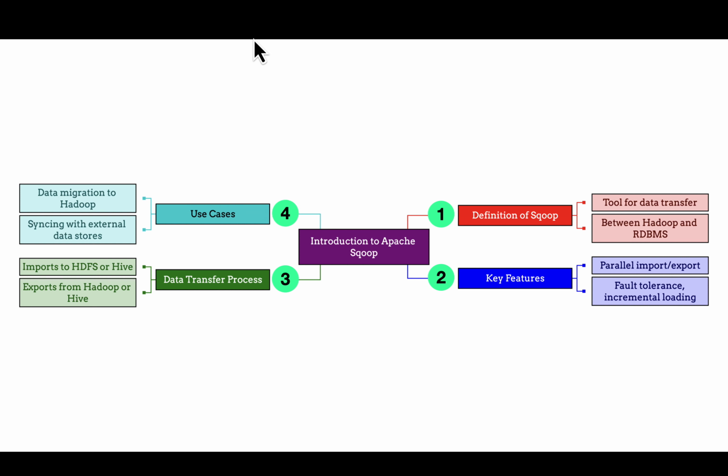4. Use cases. Sqoop is commonly used for migrating data from traditional databases to Hadoop platforms for big data processing and vice versa. It's also used for incremental loads of single tables or entire databases to keep the Hadoop data repositories in sync with external data stores.